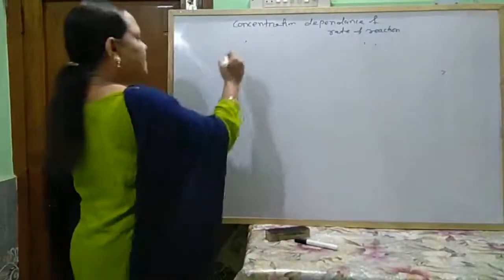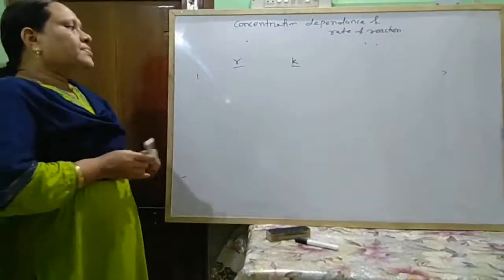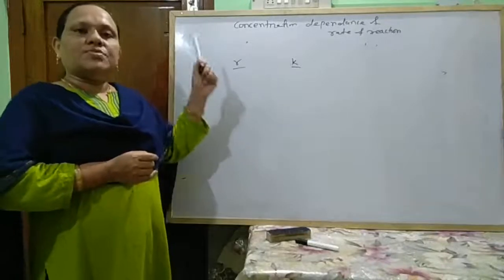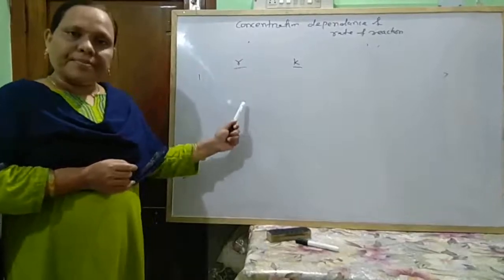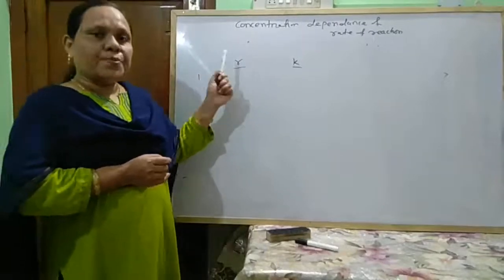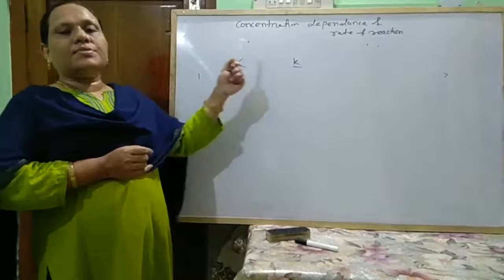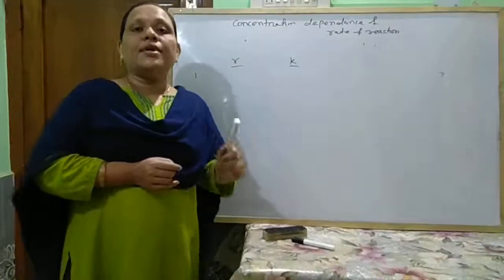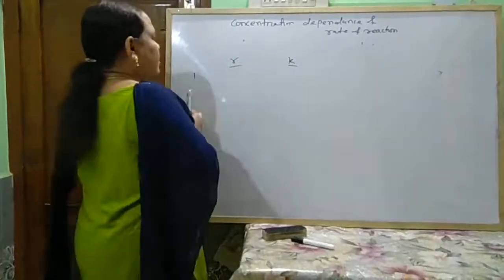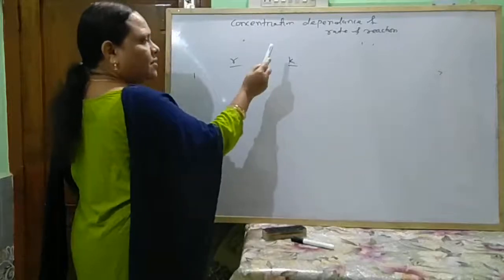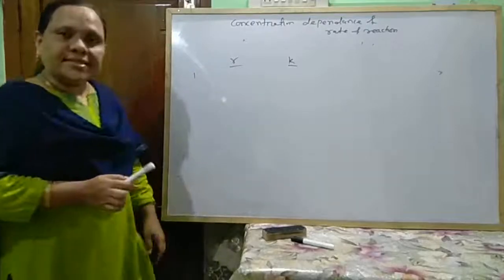What is rate of reaction? Represented as R, and this is your K. What is the main thing? That is rate of reaction. This is the change in concentration of reactant or product with respect to time. And what is the K? K is equal to the rate of reaction when the molar concentrations of the reactants are 1 mole liter inverse or unity.